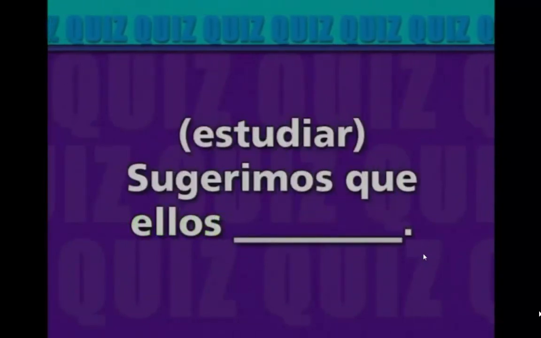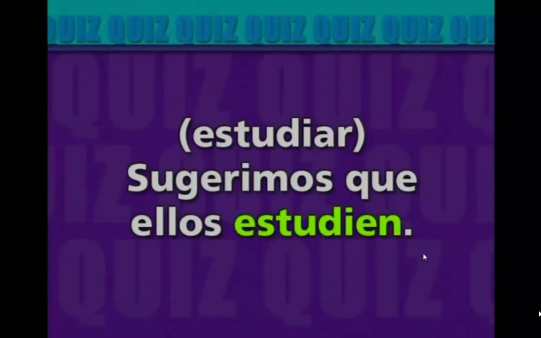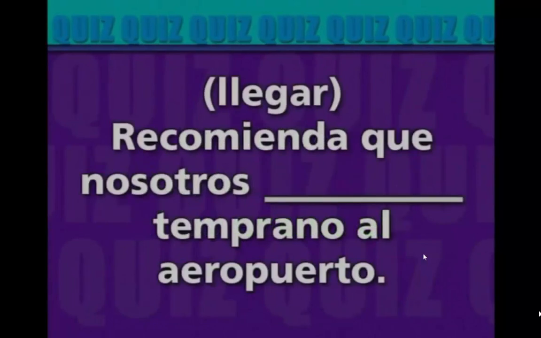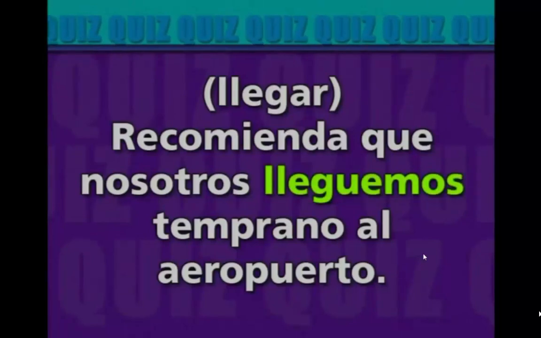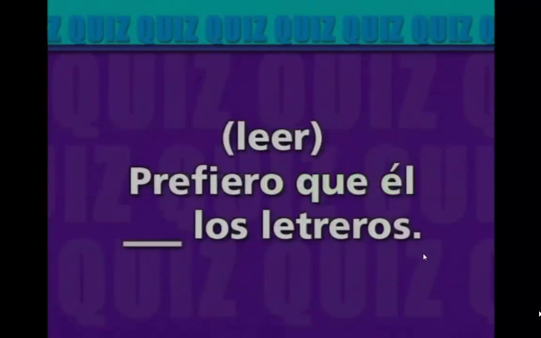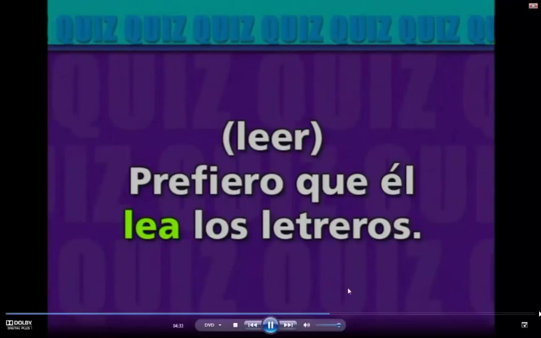Estudiar. Sugerimos que ellos estudien. Llegar. Recomienda que nosotros temprano al aeropuerto. Recomienda que lleguemos temprano al aeropuerto. Leer. Prefiero que él los letreros. Prefiero que él lea los letreros.